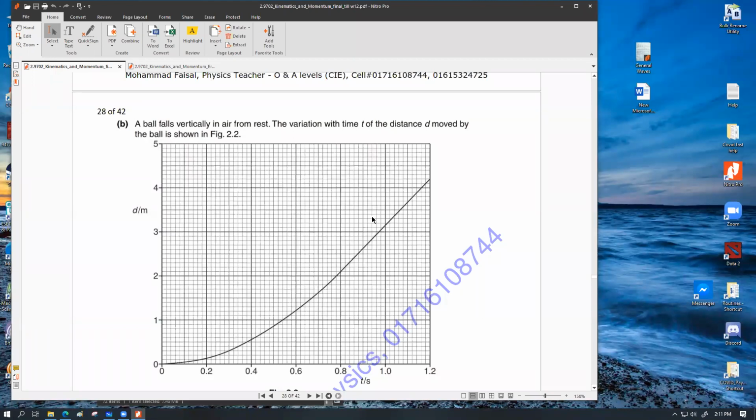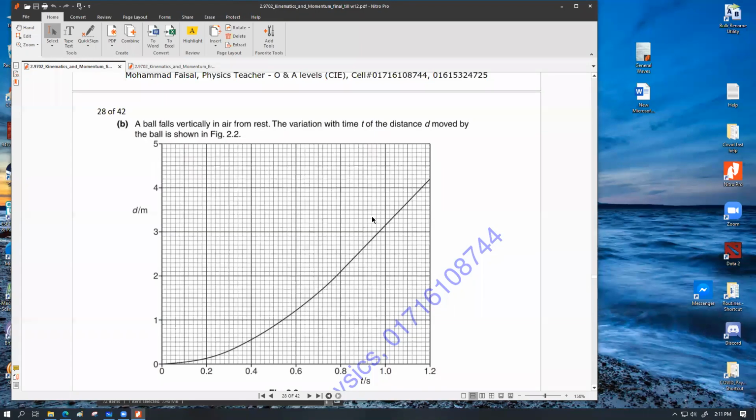B number. A ball falls vertically in air from rest. The variation with time t of the distance d moved by the ball is shown in figure 2.2. So this is a DT graph. Looks pretty good. I'm going to go by the properties of this graph a little bit, then I'm going to go into the calculation.